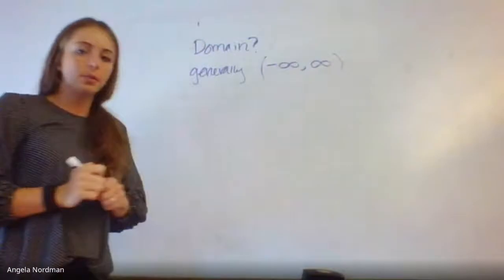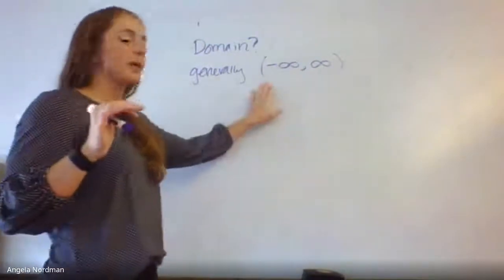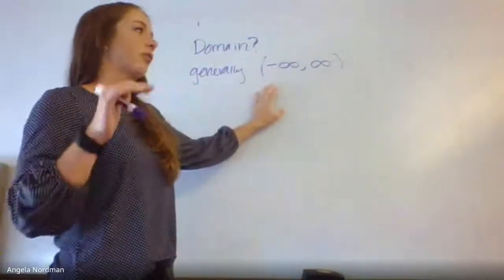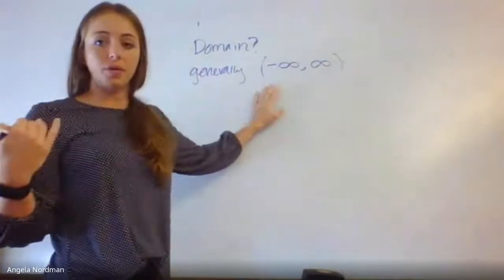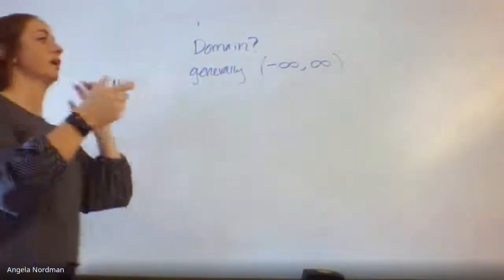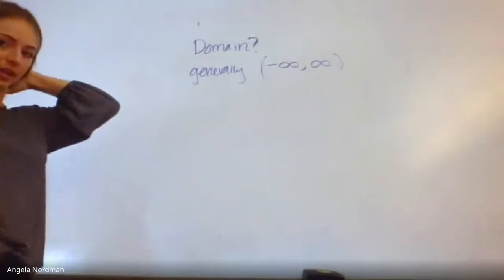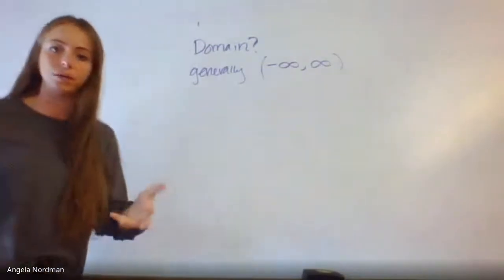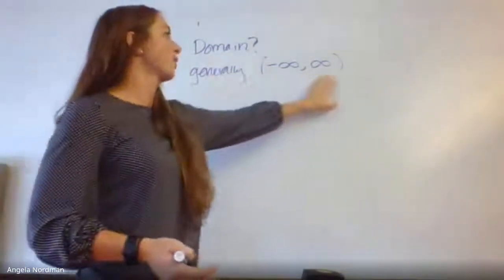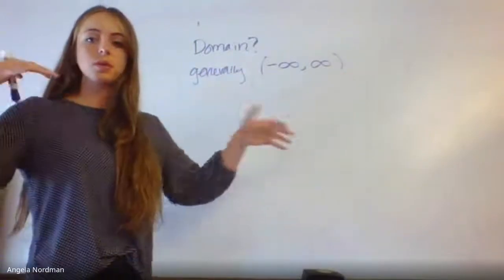Okay, one thing to make sure of is that we cannot use brackets when we're saying infinity, right? Brackets say that it's including. We don't know what infinity is. Infinity just keeps going, right? So you can never include infinity. So always use parentheses when we're talking about domains with infinity in them.